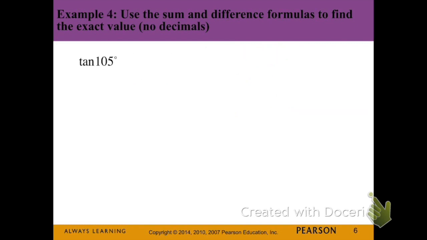Example 4, we have tangent of 105. So this time I'm going to rewrite 105 as 135 minus 30. So we're going to use our tangent difference formula.